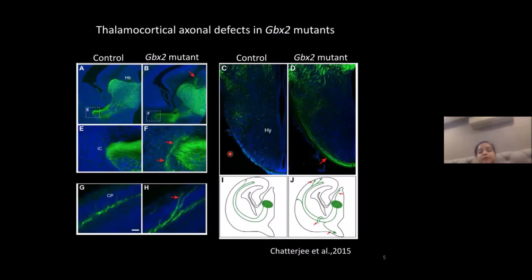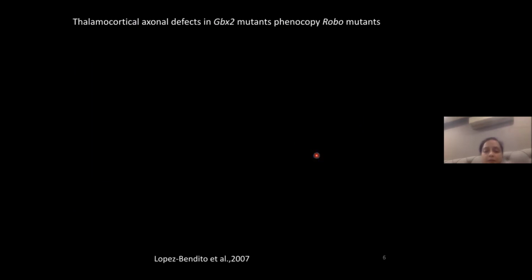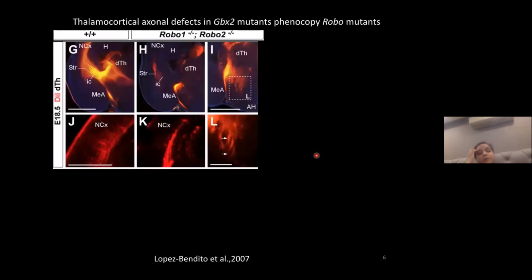The most significant phenotype, however, or the defect which we noted in the GBX2 mutant, was that as compared to the control, the thalamocortical, now they are no longer thalamocortical in that sense, but these thalamic axons projected ventrally, that is into a region called the hypothalamus, which is again represented in the schematic here. This particular mutant phenotype of projecting into the hypothalamus was also observed by another group, Lopez Bendito, in 2007 in a series of mutants called ROBO1, ROBO2 mutants.